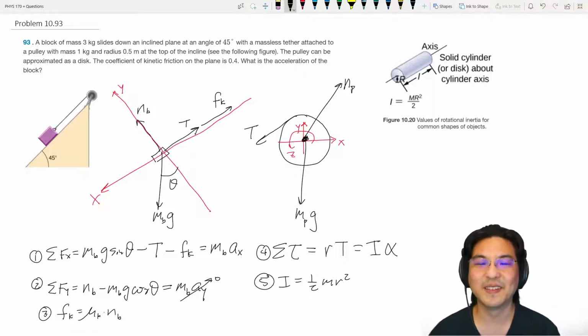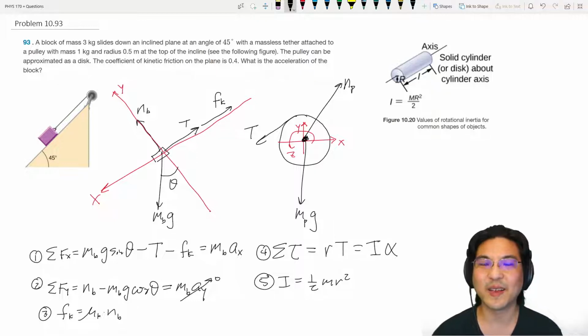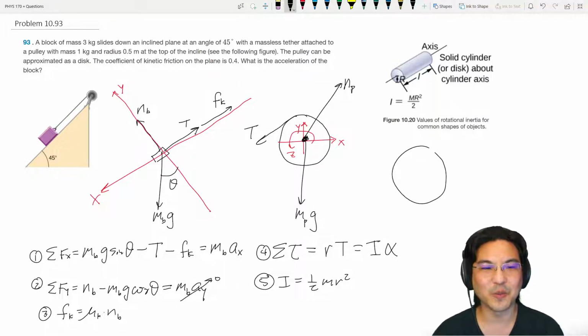One more thing. The block and the pulley are connected by a tether. Right? So then if you follow, like here's the pulley, if you follow a dot as it travels along this perimeter, right? This dot's moving along the perimeter.